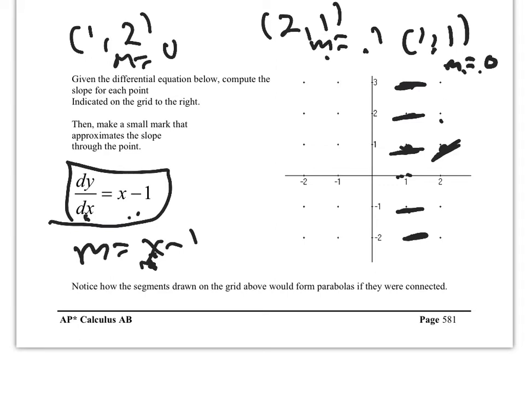Let's do this one here. How about 2, negative 1? A 1. Oh, it's a 1 also. How about 2, negative 3? 1. So these are all parallel. You see that? How about 2, 2? 1.